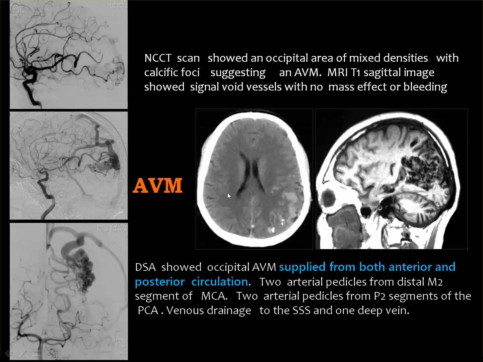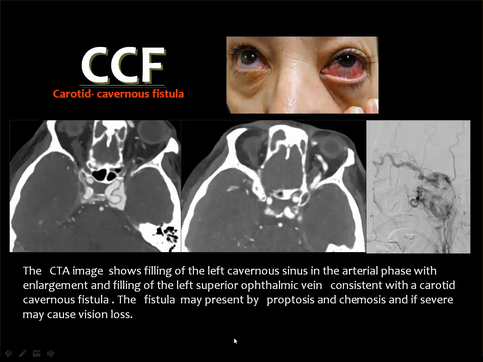But in this vascular malformation, for example, it happened that it is supplied from the posterior circulation through the posterior cerebral artery and from the anterior circulation through branches from the middle cerebral artery. This information cannot be obtained from regular imaging. Then you have a form of arteriovenous fistula, which is the carotid cavernous fistula.